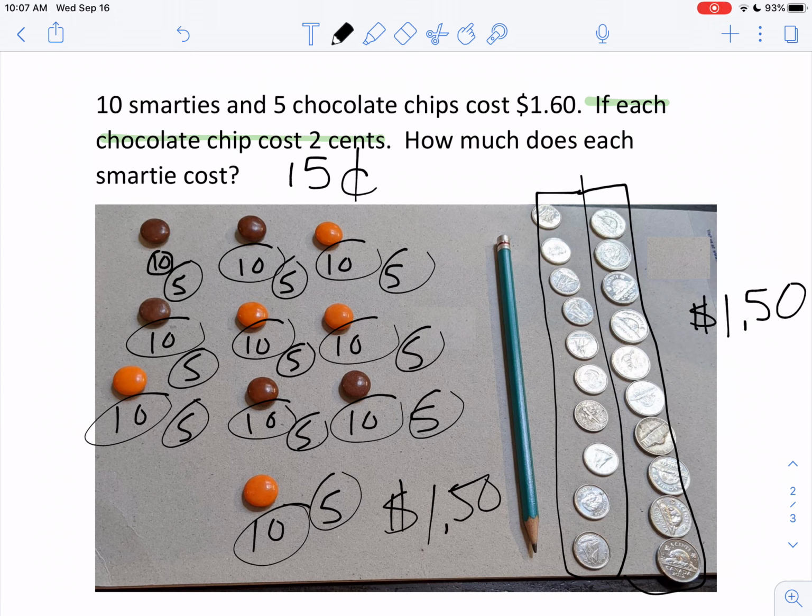Eventually, what we want to be able to do is come up with an algebraic solution. So hopefully you could tell me that I have to subtract the cost of the chocolate chips from the total bill. So $1.60 minus 10 cents gives us $1.50. And then I have to take $1.50 and divide it by 10 because there were 10 candies. So each candy is 15 cents.